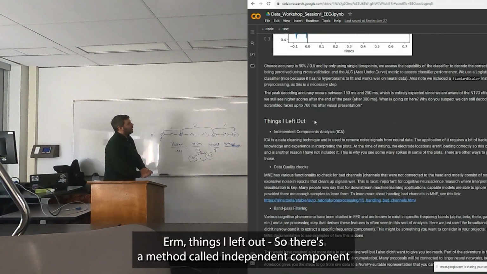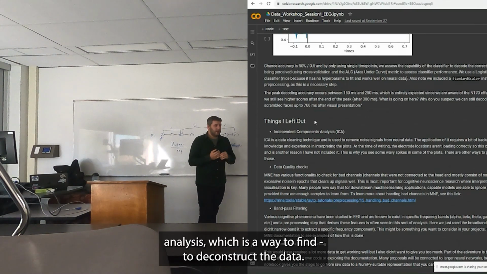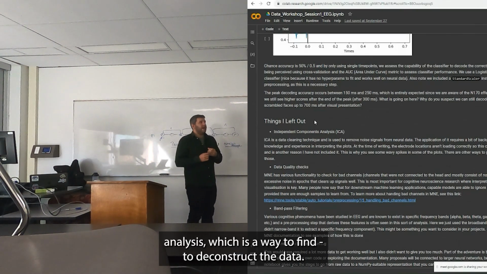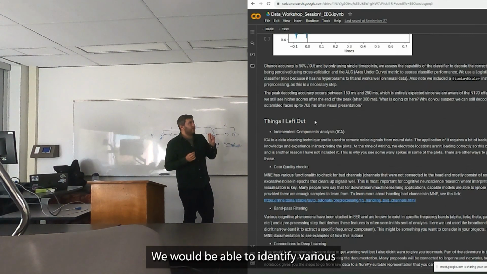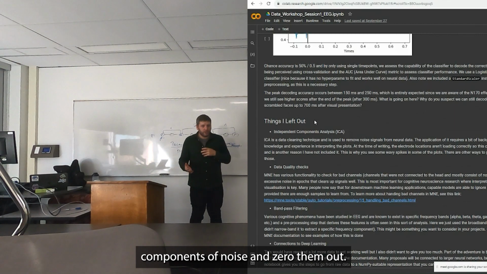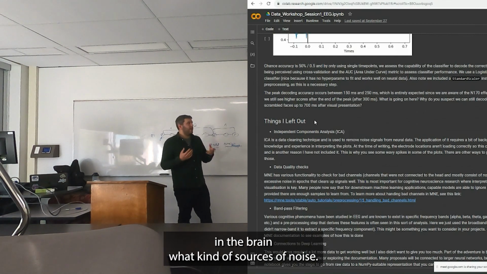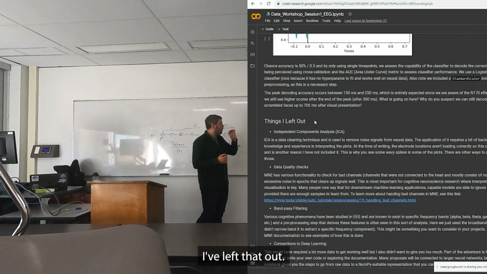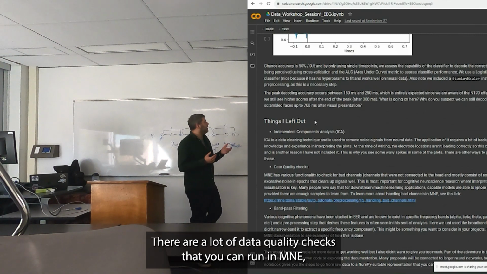Things I left out are a method called independent components analysis, which is a way to deconstruct the data so you can identify various components of noise and zero them out. That requires a bit more expertise and understanding of what goes on in the brain and what kind of source of noise it is. So I've left that out, but you might want to consider reading up on that if you have especially noisy signals. There are a lot of data quality checks that you can run in MNE.